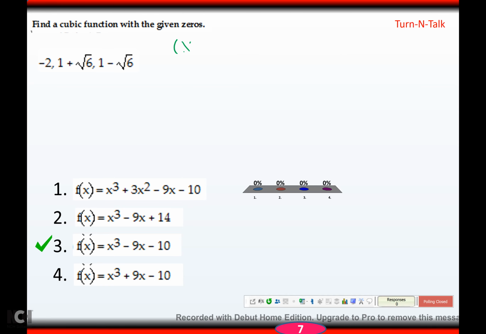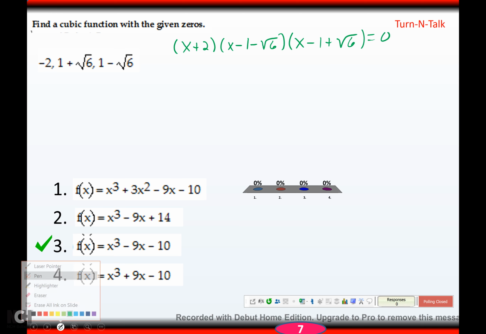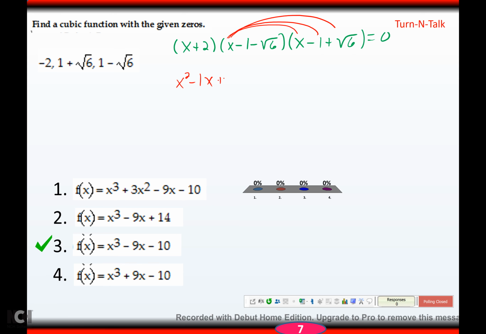I'm going to have x plus 2 times x minus 1 minus the square root of 6 times x minus 1 plus the square root of 6. Again, you can multiply in any order you want, but I'm going to do my conjugates first to get rid of the radicals. So I have x times x is x squared. X times negative 1, negative 1x. Positive x square root of 6.